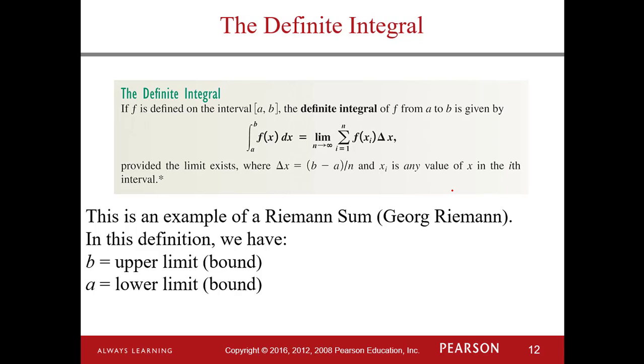And this is an example of a Riemann sum, which was, in this case, discovered by a German mathematician named Georg Riemann in, I believe, the early 1800s. Yep, early 1800s. And from this definition, we have our upper limit or bound to be b, and our lower limit or bound to be a.